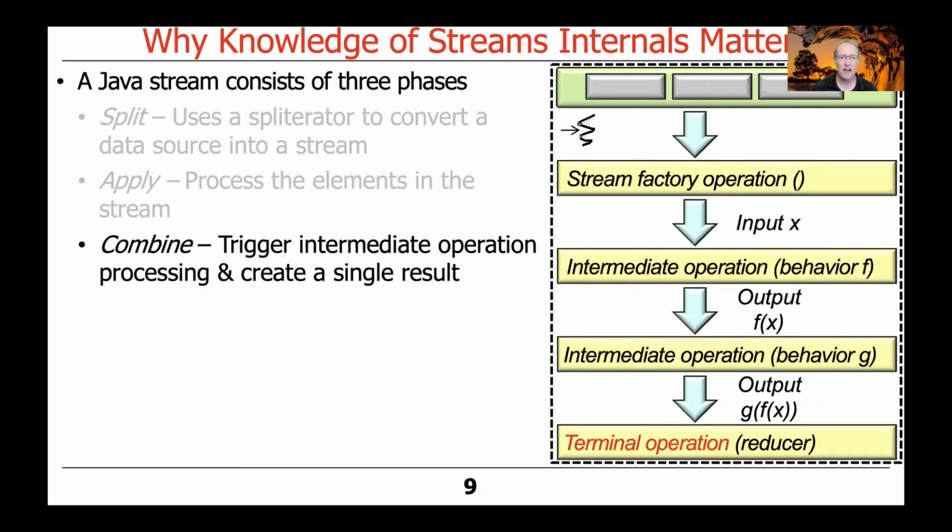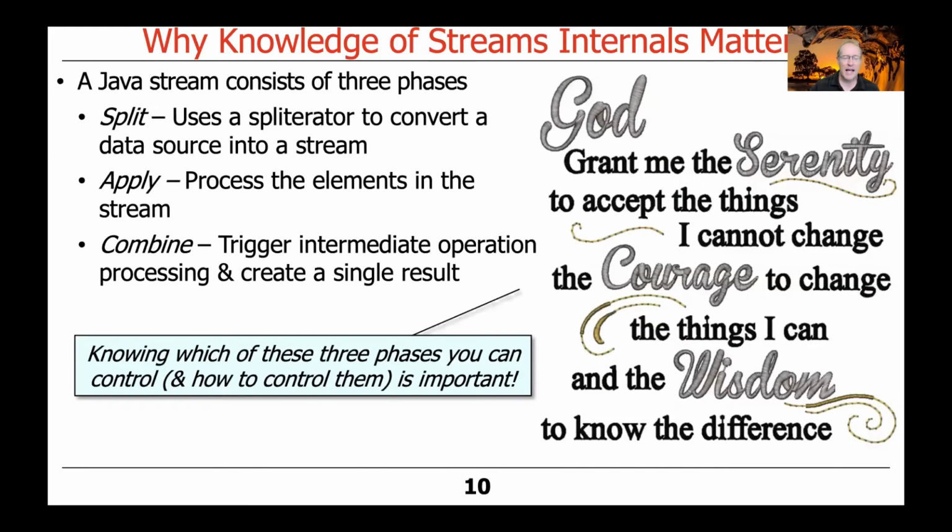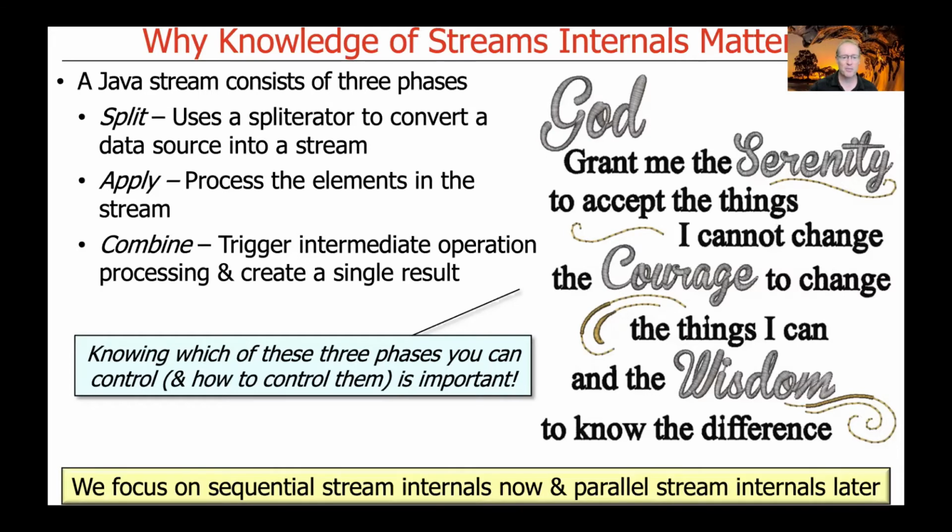And then the third and final phase in the streams pipeline is the combine phase, where the intermediate operations are all triggered and they run either sequentially or in parallel, and a single reduced result is created, either by reduce or collect or something else like the forEach method. Knowing which of these phases you can control, and perhaps more importantly, how to control them, is very important, especially if you start doing things that are slightly off the beaten track with the streams framework, which is designed to be extensible and customizable.